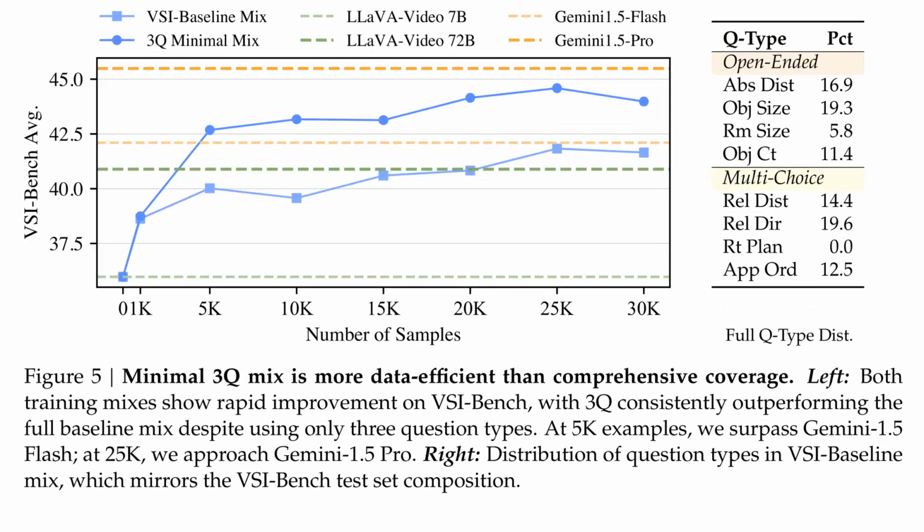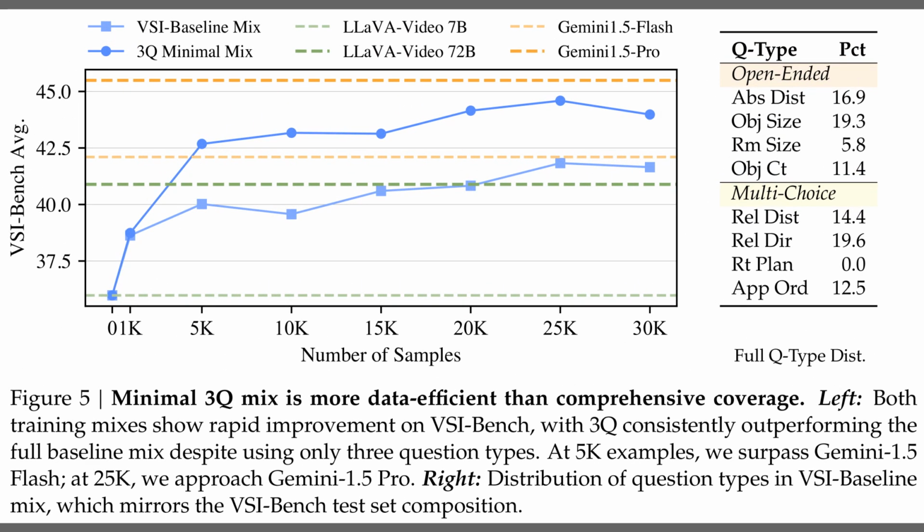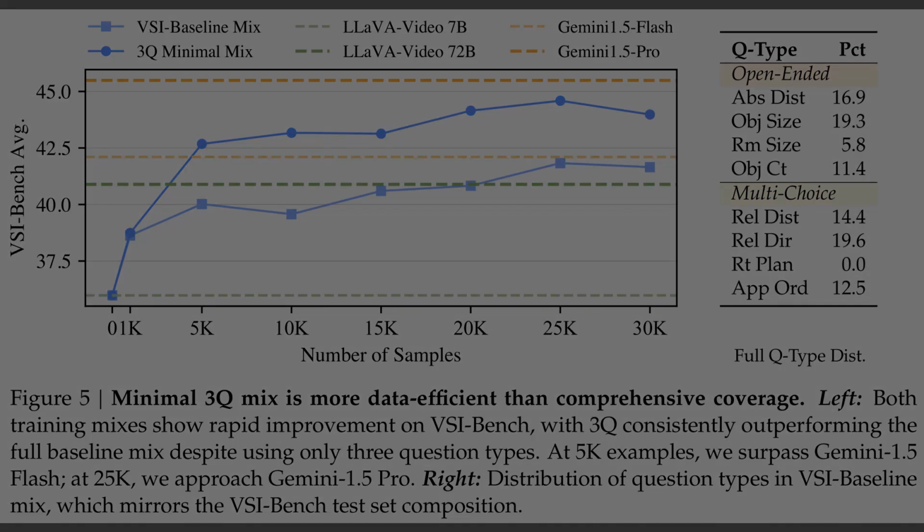So the previous figure mapped the question space. Figure 5 quantifies data efficiency. The left plot shows VSI bench accuracy rising quickly as samples increase, with the 3Q minimal mix beating the baseline at every scale, hitting about 43% at 5,000 and roughly 44% at 25,000, which nears Gemini 1.5 Pro. The dashed lines mark comparator models. The right table lists the baseline mix composition, mirroring the test set's question types.